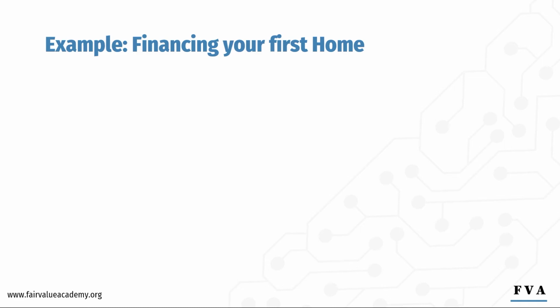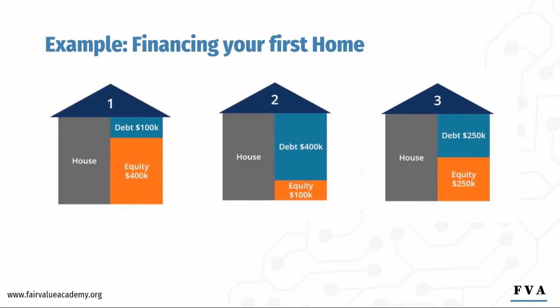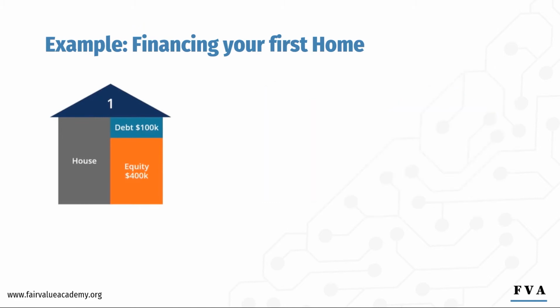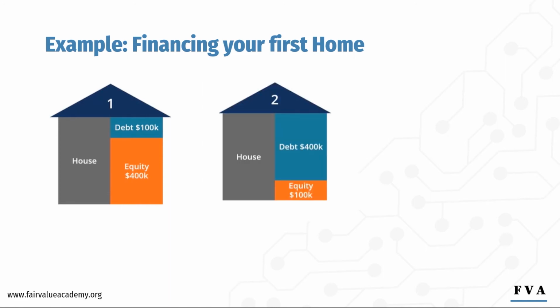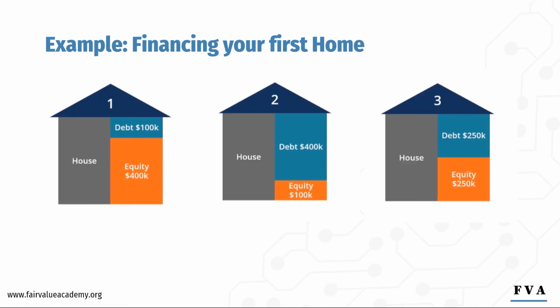Now, for the sake of this example, assume all the houses are exactly the same. If person 1 buys a house by obtaining a $100,000 mortgage, meaning a $100,000 loan, and then he pays $400,000 cash, whereas person 2 obtains a $400,000 mortgage and pays $100,000 in cash, and lastly, person 3, he is able to obtain a $250,000 mortgage and pays $250,000 cash. Question: in each case, what is the value of the house?